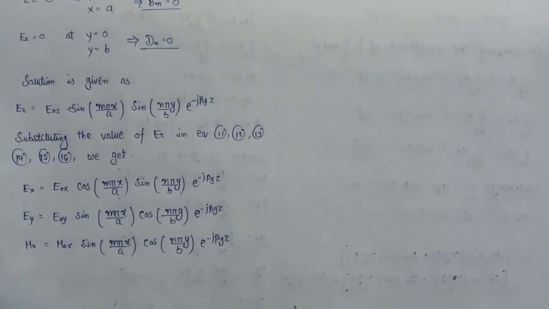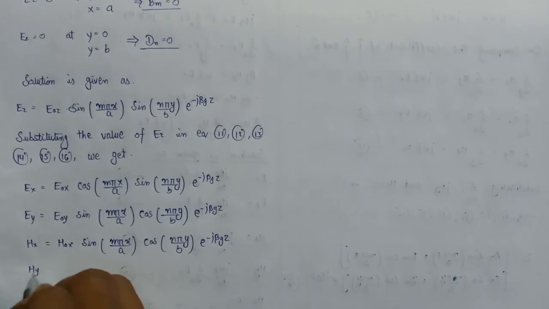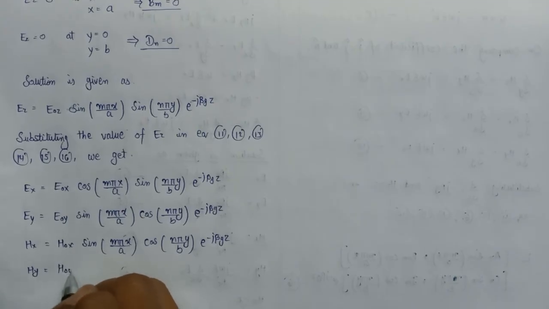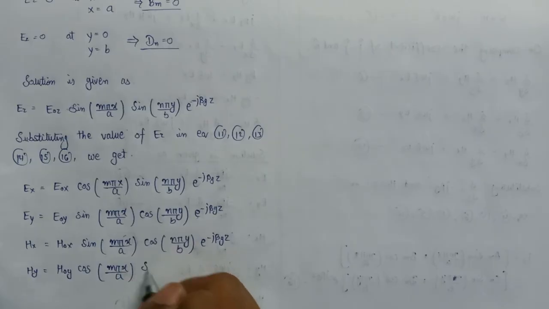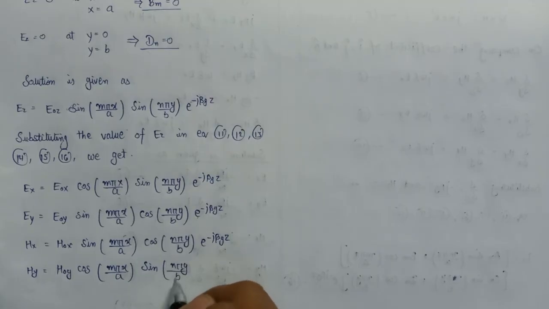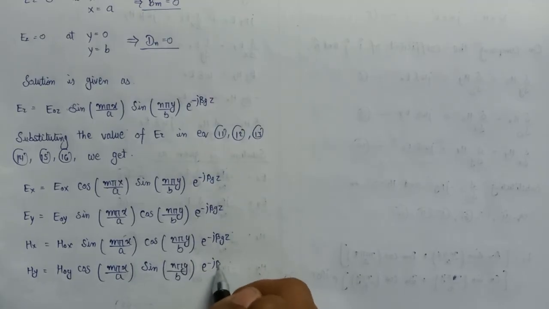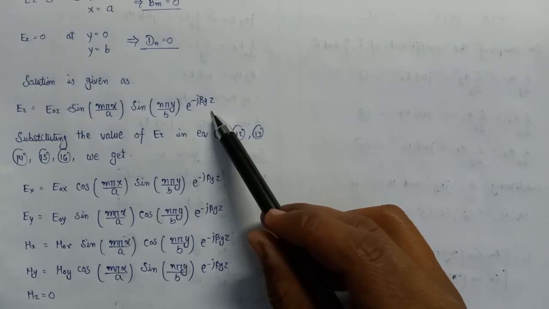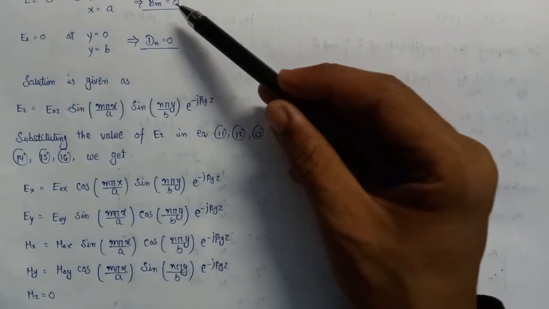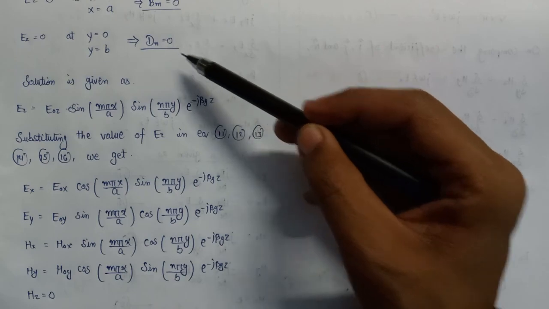Now the value of H of y is equal to H of 0y cos m pi x over a sine n pi y over b e to the power minus j beta gz, and the value of Hz is equal to 0 only. So these are the 5 components, and here is the 6th component that we evaluated after putting B of m equals 0 and D of n equals 0 in equation number 2.